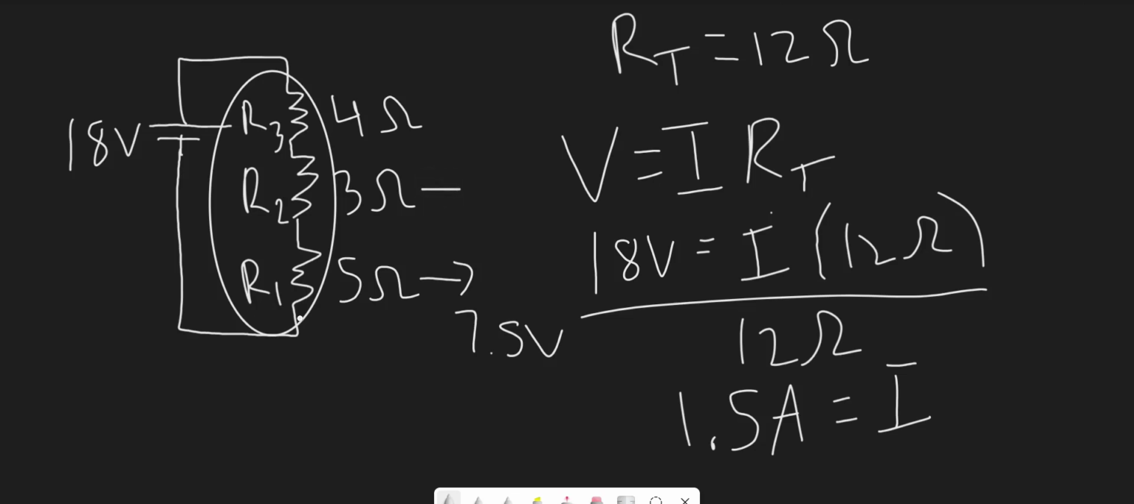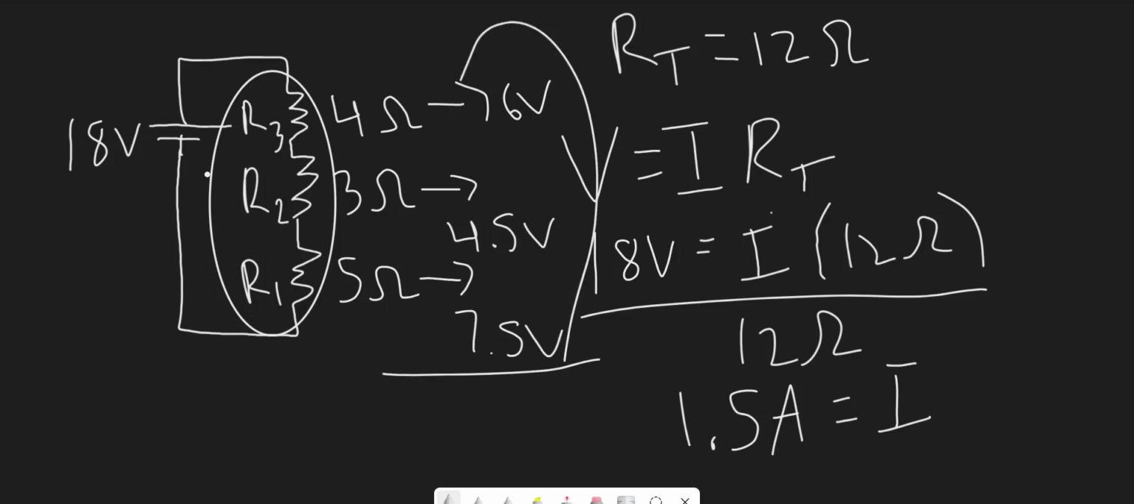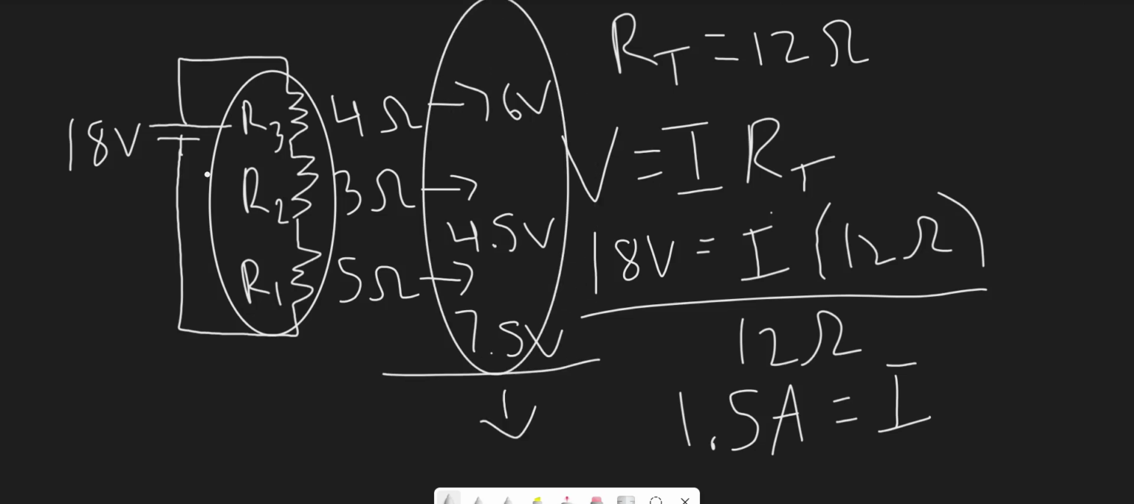And if we do the same thing with resistor 2, that would be 1.5 amps times 3 ohms, which is going to be 4.5 volts. And if we take 1.5 times 4 ohms for resistor 3, we should get 6 volts. And the sum of all these volts will lead us back to the voltage of the battery, which is 18 volts in this case. So I'm going to draw an arrow pointing this way.